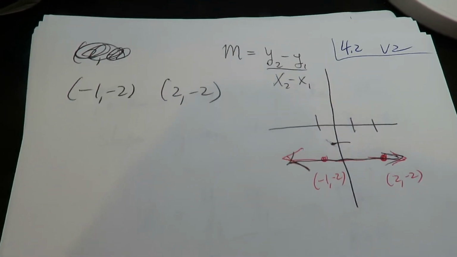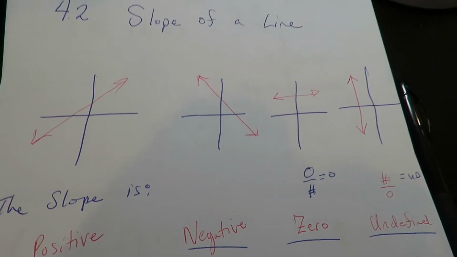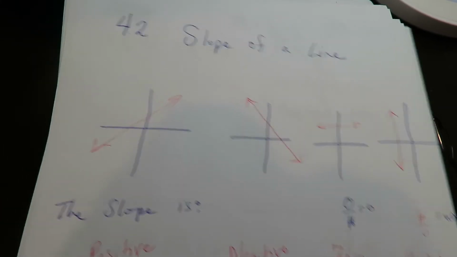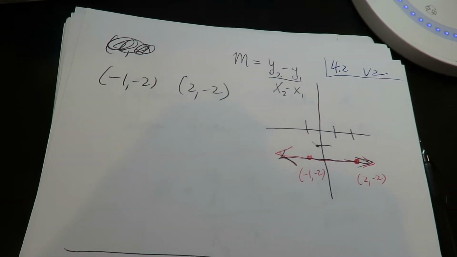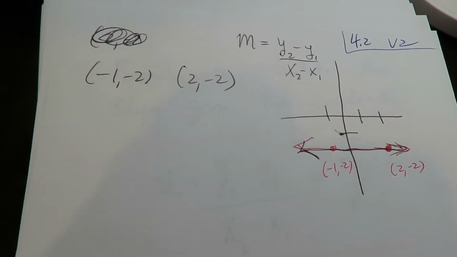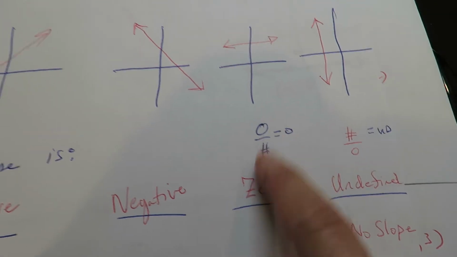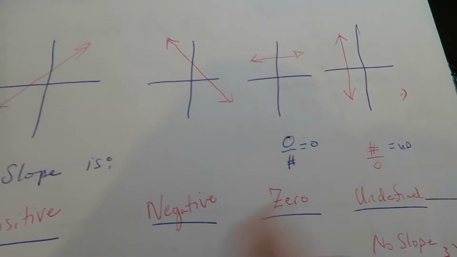I was just talking about positive and negative slopes and the different varieties of them. But before I finish the second part of 4.2, let me come back here for a second to hit this point home. These last two cases, where you get 0 over a number or a number over 0.